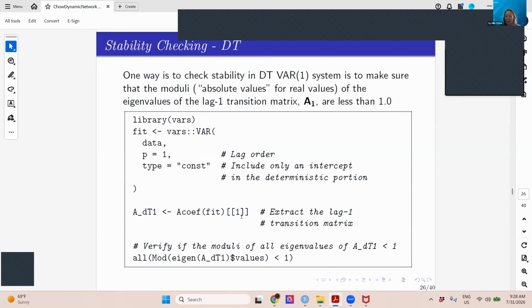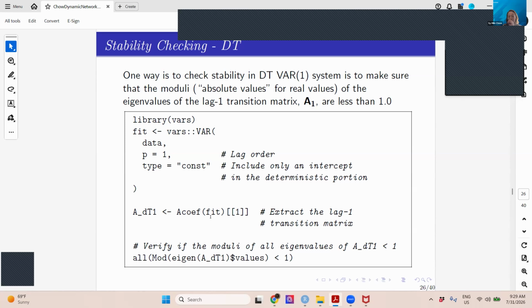In this particular example, which is an excerpt from the R Markdown code that I just showed, you can use the VAR function from the vars library to fit a model. Here I'm specifying a lag of order 1. So I'm relating eta at time t to eta at time t minus 1 only. I'm not going to lag order 2, so I ignore dependency on time t minus 2 and so forth. And I'm including an intercept for the deterministic portion of the change. So once I have the lag 1 transition matrix, this is the matrix that has the AR and the CR weights relating eta at time t minus 1 to eta at time t.